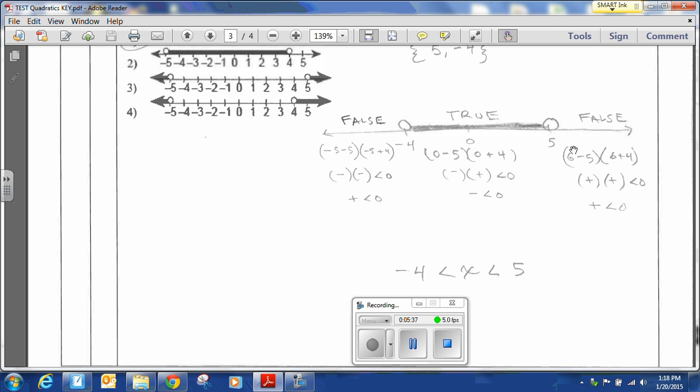5, so we'll try 6. 6 minus 5 is a positive number. 6 plus 4 is a positive number. Positive times positive is positive. Is a positive number less than 0? No, it's false. So as you can see, we have a conjunction.